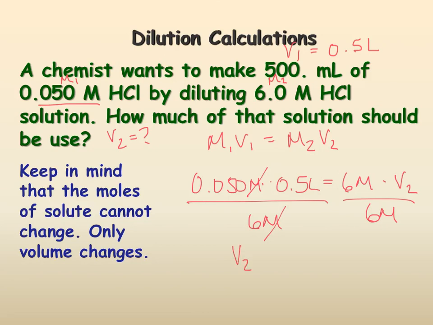Okay, so V2 equals 0.004, and then based on all of our sig figs, we can keep one more: 0.0042 liters, or in kind of more understandable terms, 4.2 milliliters. All right, so 4.2 milliliters of our 500 milliliter solution will have to be the 6 molar hydrochloric acid. The rest of it, so 500 minus 4.2, or 495.8 milliliters, would have to be just water.